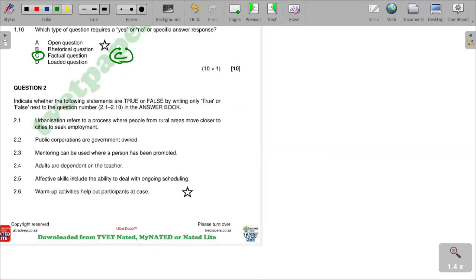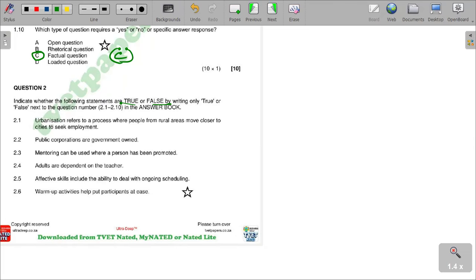Question two, right? Indicate whether the following statements are true or false by writing only true or false next to the question number 2.1 to 2.10 in the answer book. So here we're going to give a yes or a no answer. Right. Let's go to 2.1.